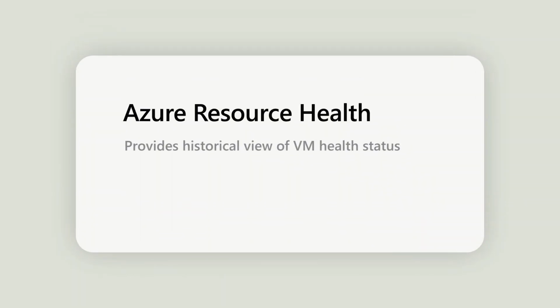Next, there is Azure Resource Health. It provides a historical view of each VM's health status, showing any recent outages, connectivity issues, or performance concerns that may impact updates. Suppose a patch fails to apply on a VM due to a temporary network outage. By checking Azure Resource Health, you notice that the VM's status was marked unhealthy during the time of the update. This confirms that the patching issue was likely caused by network instability.